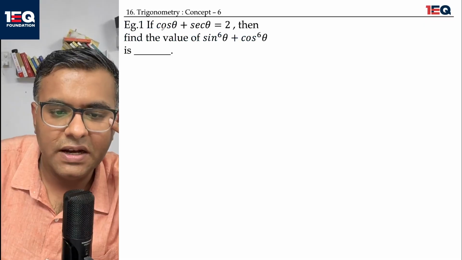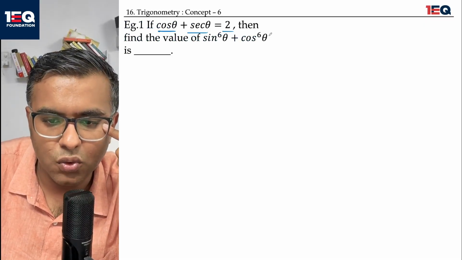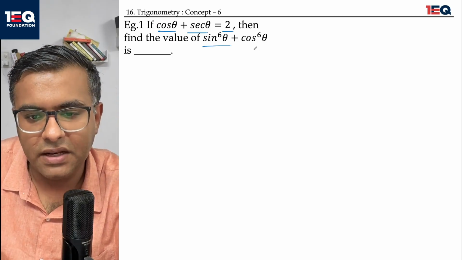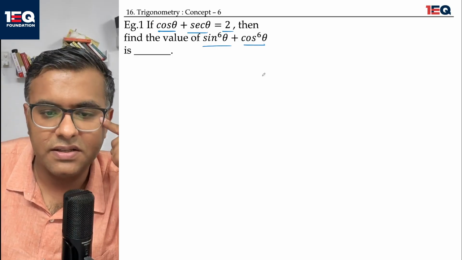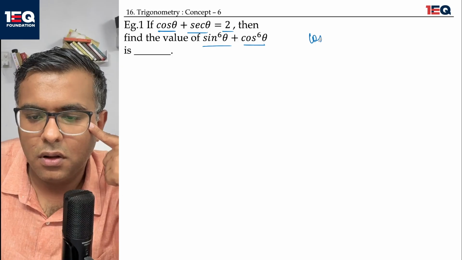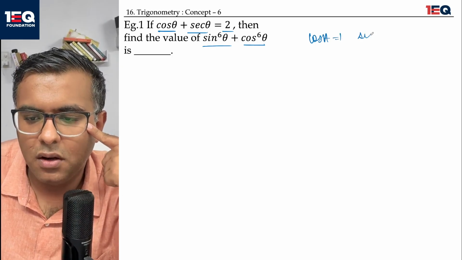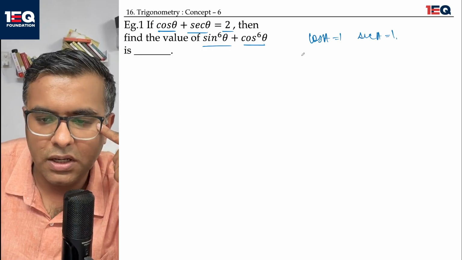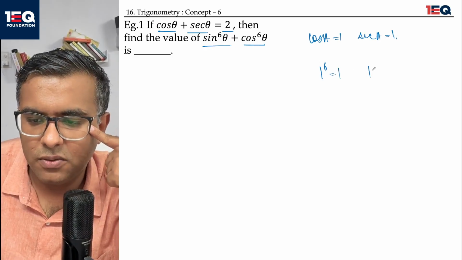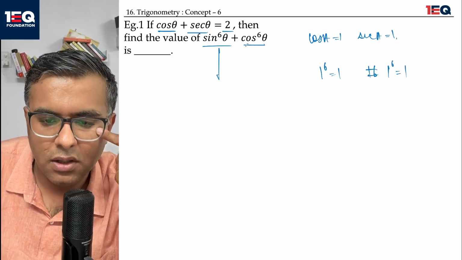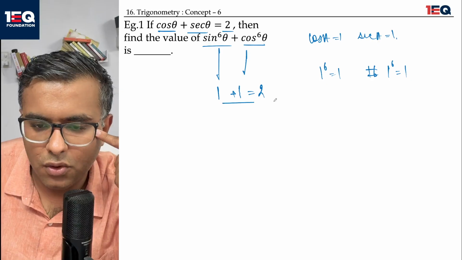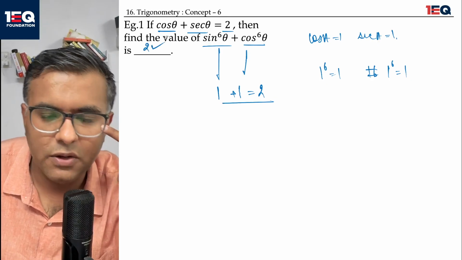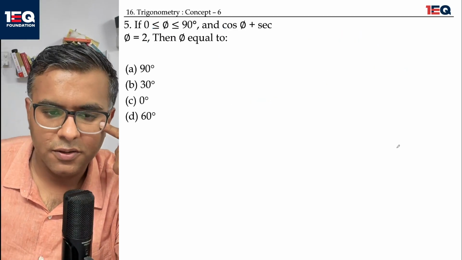Moving forward, it says that if cos A plus sec A is equal to 2, then find the value of sine raised to the power 6 theta plus cos raised to the power 6 theta. If cos A equal to 1 and sec A is also equal to 1, 1 raised to the power 6 is also going to be 1, and here itself 1 raised to the power 6 is going to be equal to 1. So this is nothing but 1 plus 1, which is equal to 2. So my final value is 2, right?